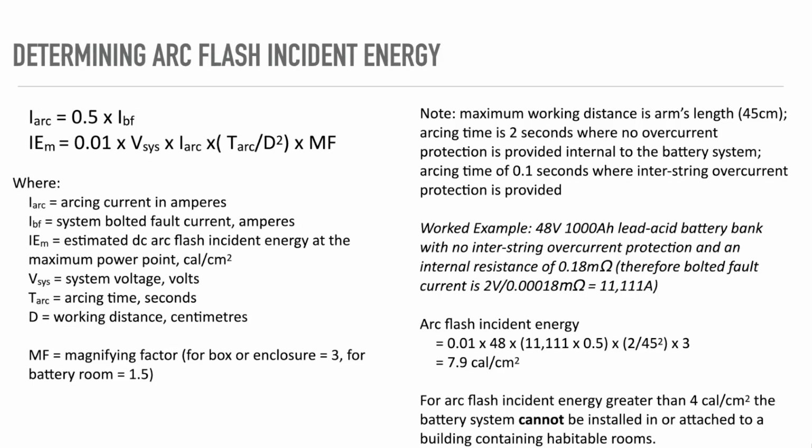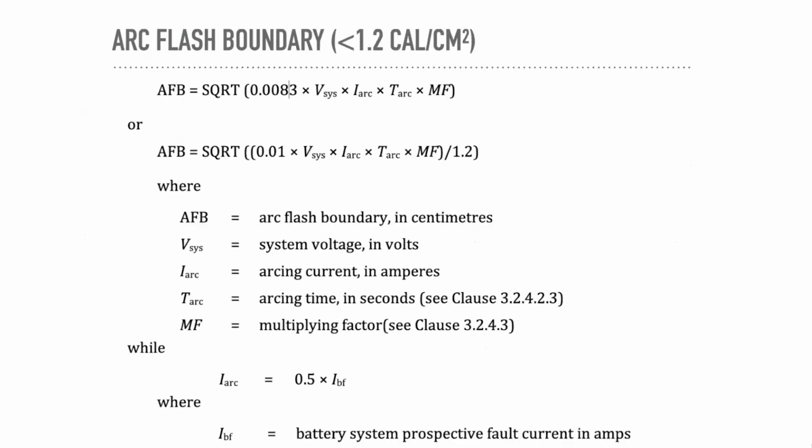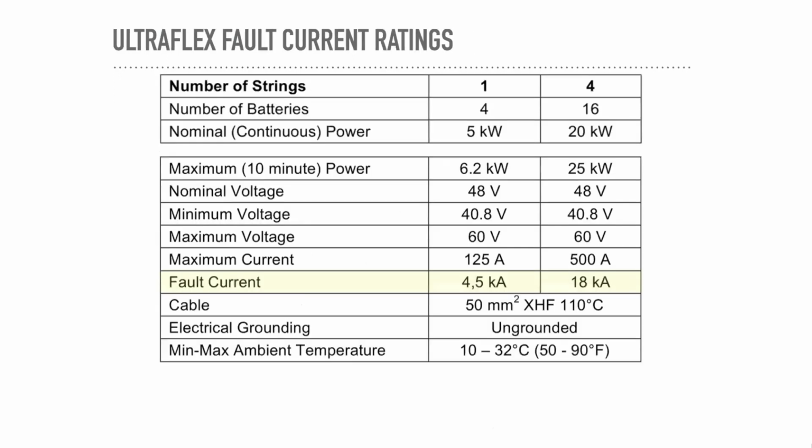Good. So we've covered arc flash incident energy calculations. That spreadsheet should help you. We've also covered arc flash boundaries. That spreadsheet also covers this. This is a little more complicated calculation. Now, how do you get that information? Here's an example from Ep8. They provided this data for their particular battery type.